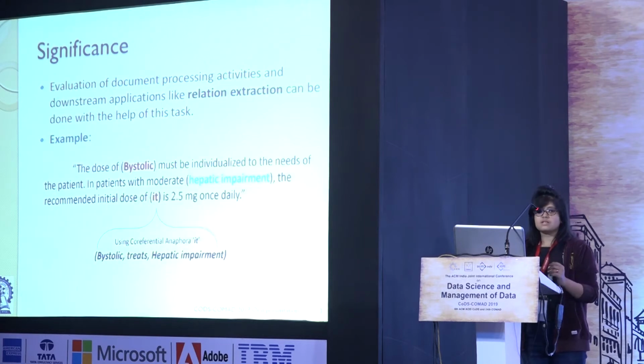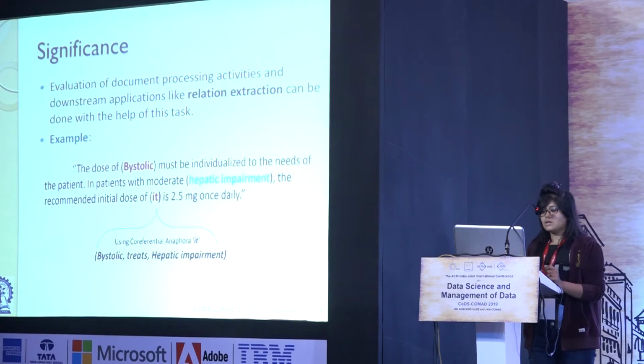Coming to the significance of it, as I was telling you, co-reference resolution is a subpart of the entire drug repurposing project. So we need to extract the important relations out of it. Here we can take an example: "The dose of Bystolic must be individualized to the needs of the patient. In patients with moderate hepatic impairment, the recommended initial dose of it is 2.5 milligram." Here "it" and Bystolic are referring to the same drug, and hepatic impairment is a disease.